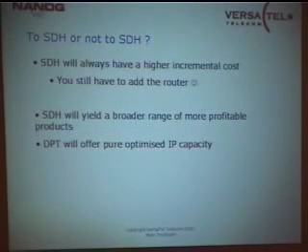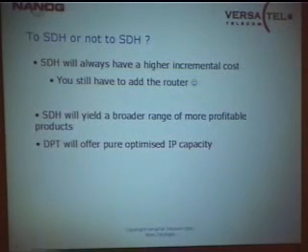The thing with SDH in this type of architecture is that it will always have a higher incremental cost as you build your network, because you must implement, first of all, the fibre, and then you must terminate it on an ADM, and then you must add the router, which still has your DPT line card in it, for example. So you always have to add the router.